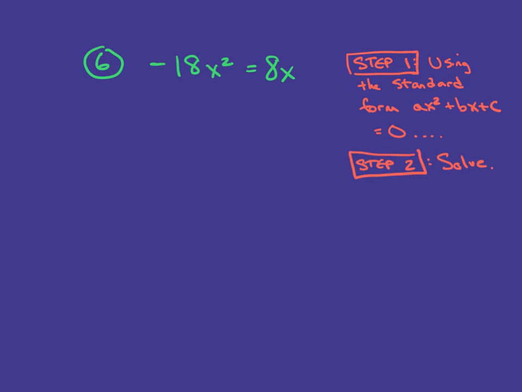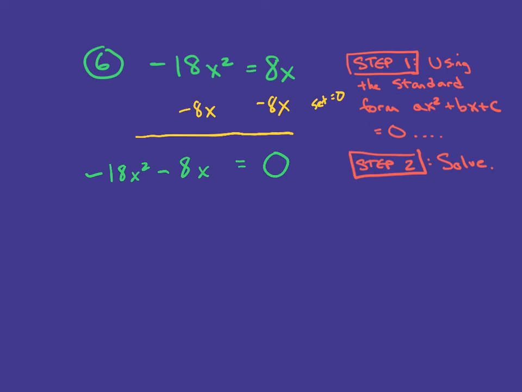Number 6, negative 18x squared equals 8x. So I'm going to start off by setting it equal to 0. So this 8x, we're going to move to the x squared side. And they're not like terms, so they should stay separate. And on the left, what's different than some of the examples we've looked at before is we had a trinomial on the left, which would factor into 2 parentheses.